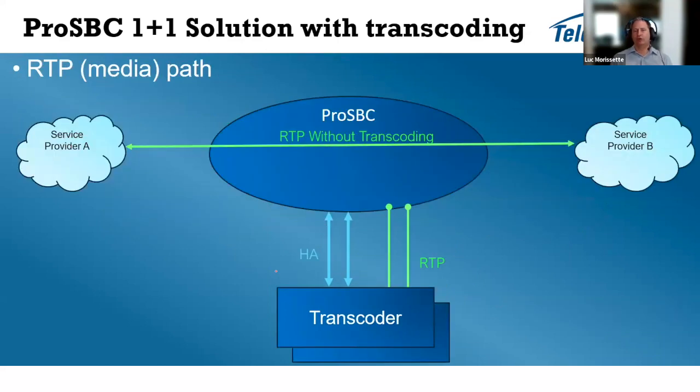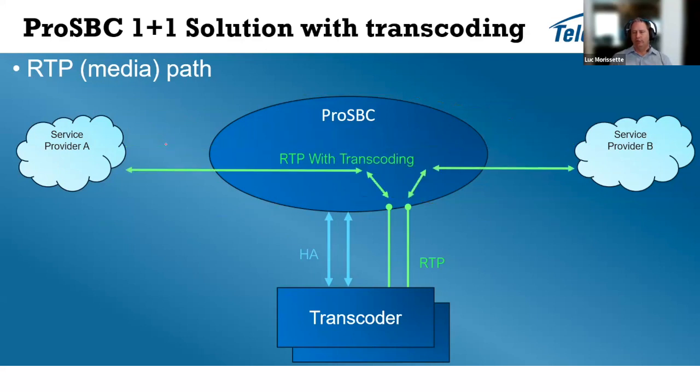Okay, so how it works normally is that if you don't have any transcoder device, or if you don't need to do transcoding, there will be SIP communication between the endpoints. If you can match the vocoder used, then there will be RTP passing through the ProSBC without transcoding.